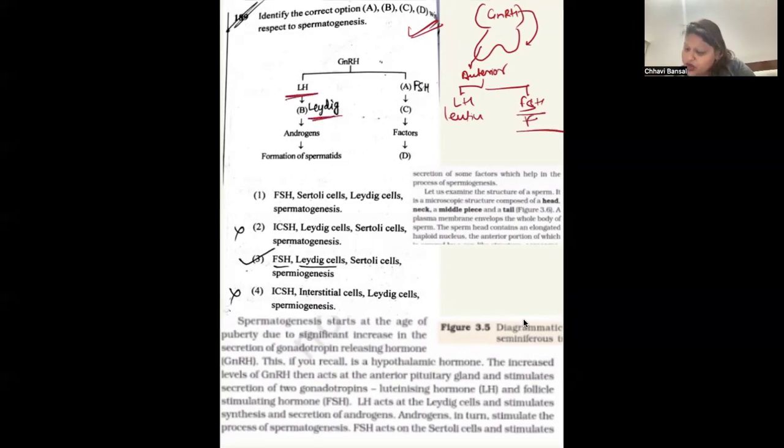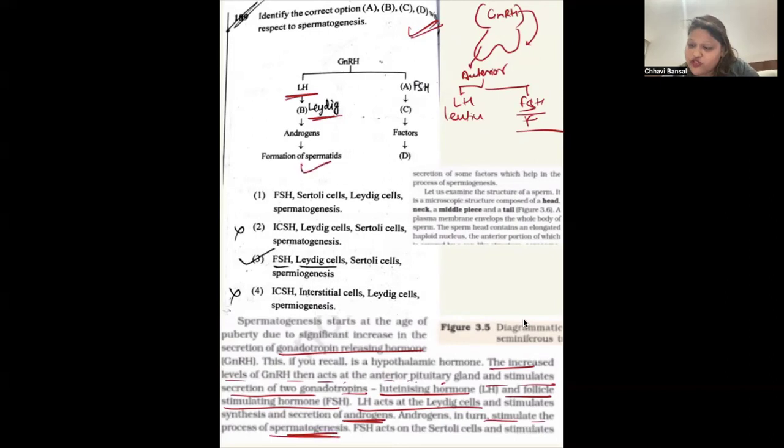If you read here, gonadotropin releasing hormone, the increased level of GnRH acts on anterior pituitary gland and stimulates the secretion of two gonadotropins, which is luteinizing hormone LH and follicle stimulating hormone FSH. LH acts on Leydig cells and stimulates the synthesis and secretion of androgens. Androgens in turn stimulate the process of spermatogenesis, means formation of sperm. So this part of the flowchart is correct. Now FSH means the other part is FSH. So option A means A here is FSH.